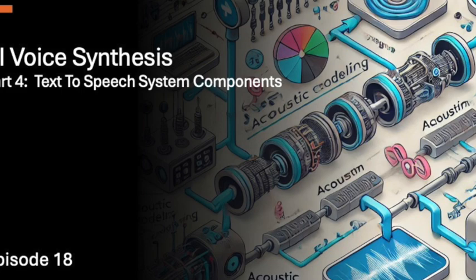The last few episodes were about understanding the ingredients and the tools. Today we're going to see how those pieces come together to actually bake the cake. So if I'm craving a delicious AI-generated voice, what's the recipe? Think of it as a pipeline, a step-by-step process with 3 main stages: text processing, acoustic modeling, and the vocoder.